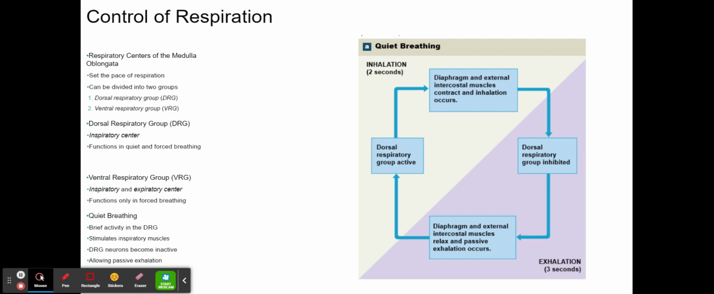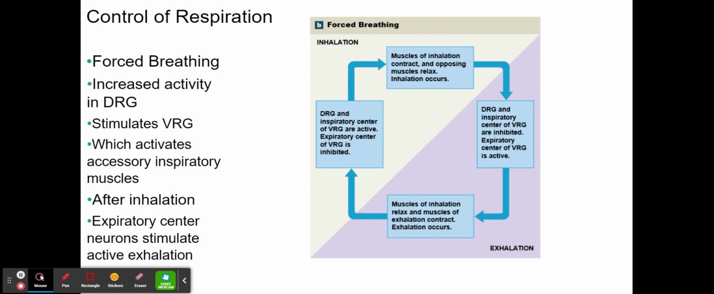After 2 seconds, the DRG neurons become inactive. They remain quiet for the next 3 seconds and allow the inspiratory muscles to relax. Over this period, passive exhalation takes place.